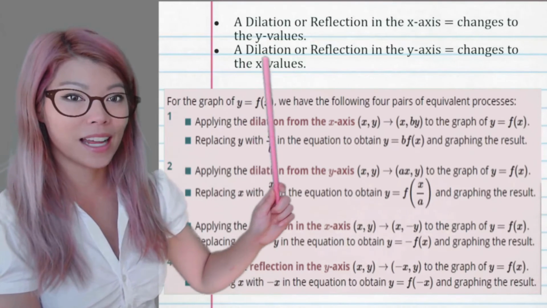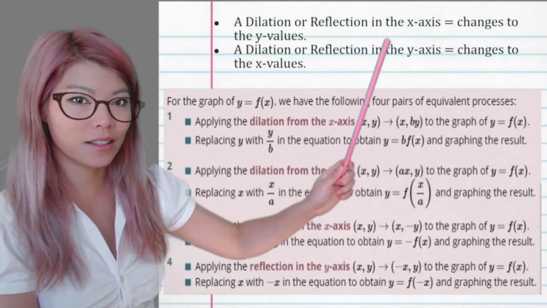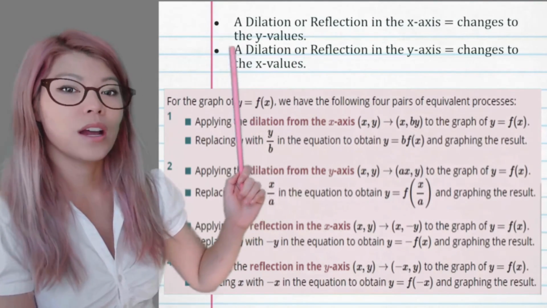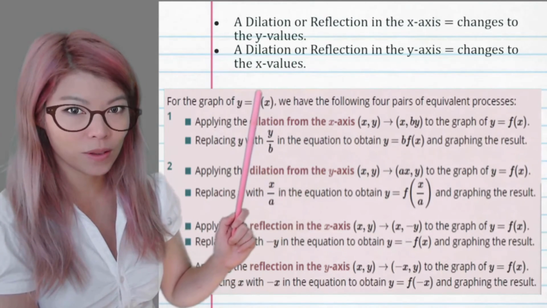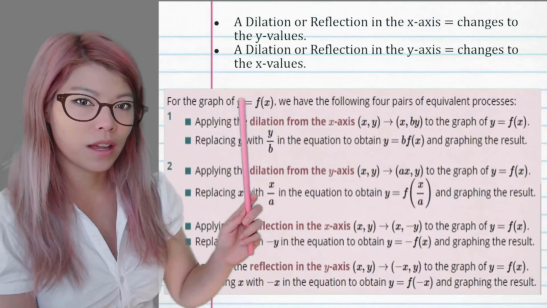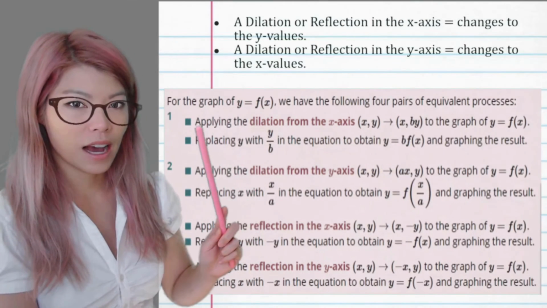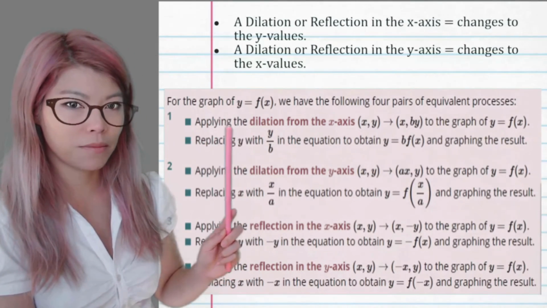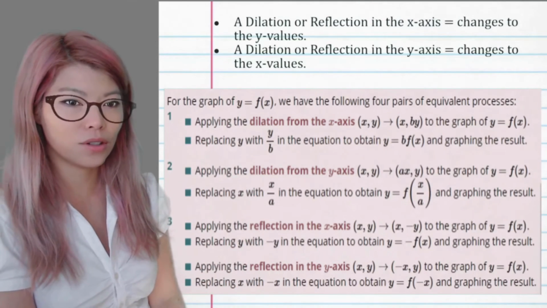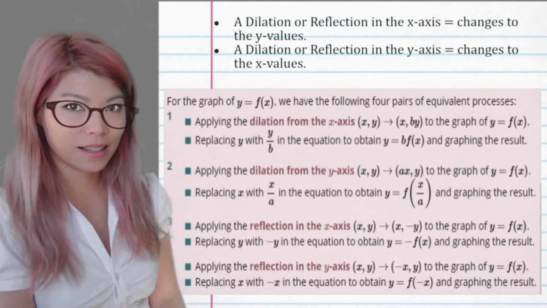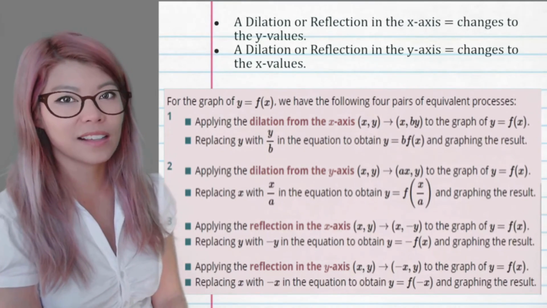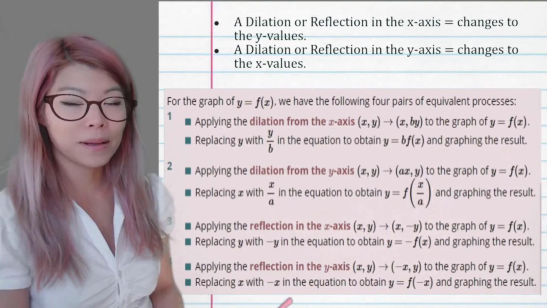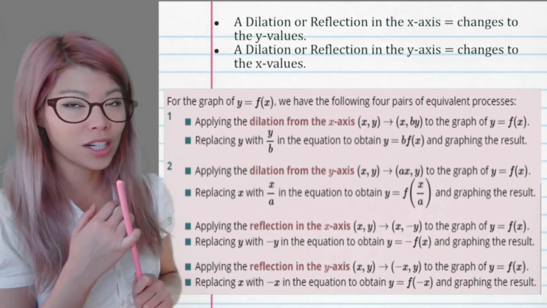In summary, a dilation or reflection in the x-axis changes the y value, whereas a dilation or reflection in the y-axis changes the x values. Here, to describe the function y equals f of x, I've left the matching statements together in pairs. I'll leave you to it to read and make sense. You might want to watch this video again because it's a little bit tricky as we move the x and y's around. So recap, if it's dilation or reflection, what do you do?